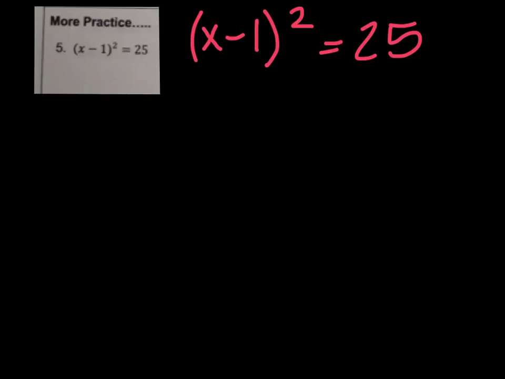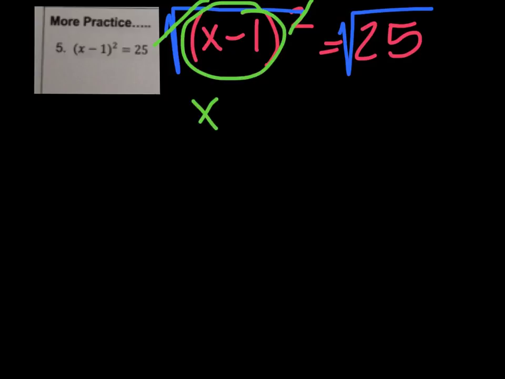So the way we cancel out a square is we take the square root. So we're going to take the square root, and what we do to one side we must do to both. Okay, so now we cancel out the square root and the square. So the only thing we have left is this x minus 1 is equal to, and the square root of 25 is positive or negative 5.